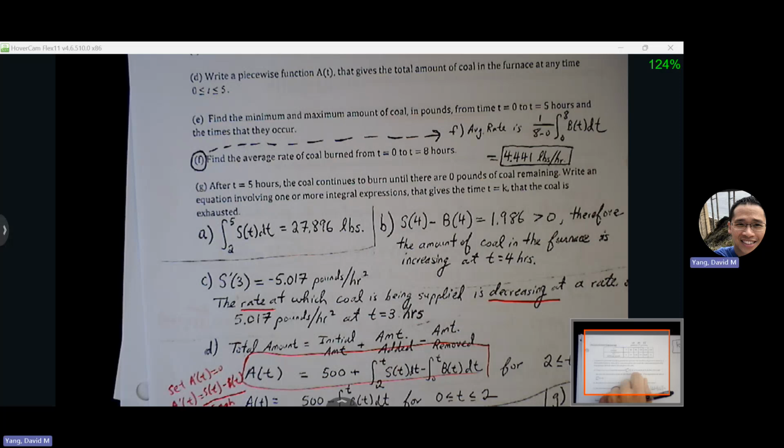Do I just input that in the calculator? Yeah, just fill in the setup and the rest in your calculator.